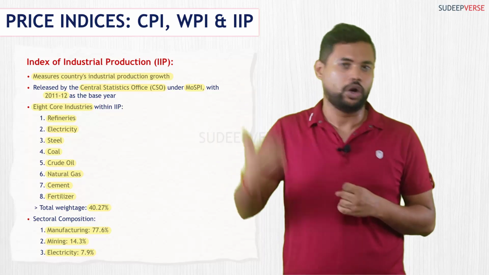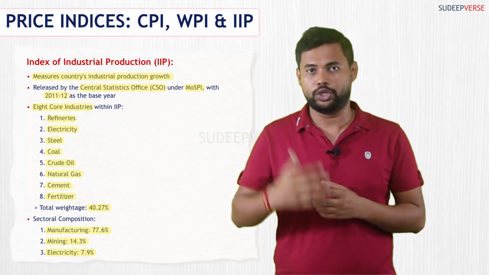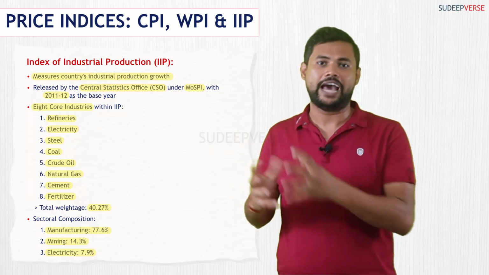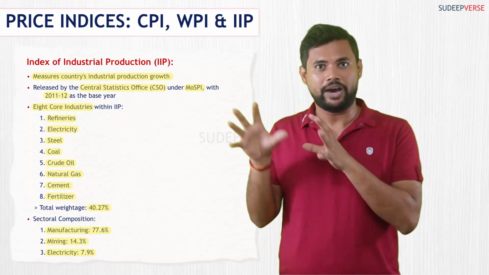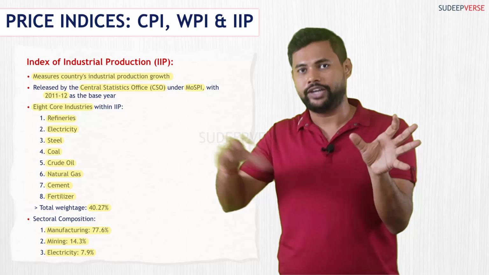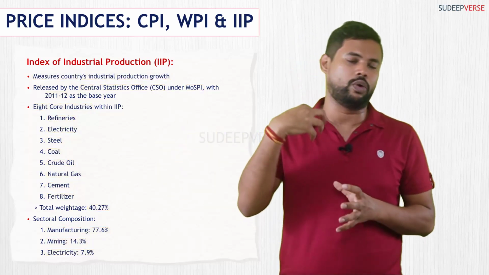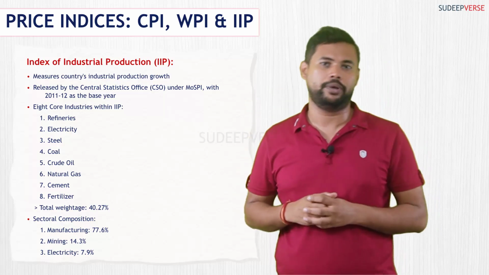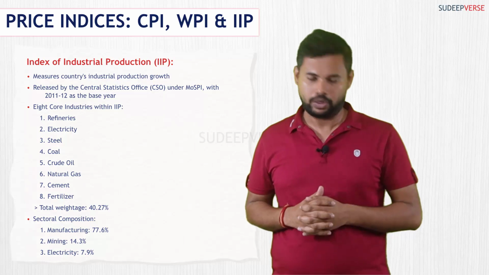Apart from IIP, they also release the Index of 8 Core Industries. I have already told you what these 8 core industries are. They have the weightage of 40.27 within the IIP. So one is the Index of Industrial Production, the next is the Index of 8 Core Industries. I hope you understood the difference, what these 8 core industries are within the IIP, and what the sectoral composition within the IIP is, along with the weightage.